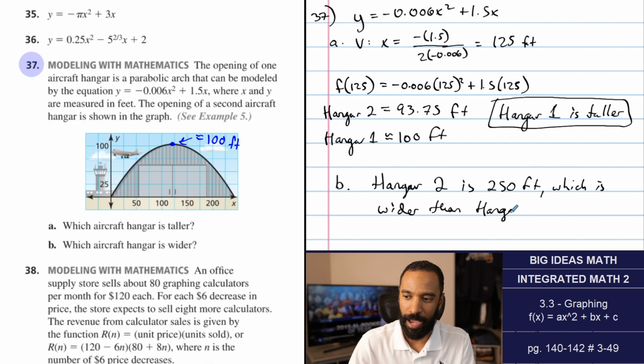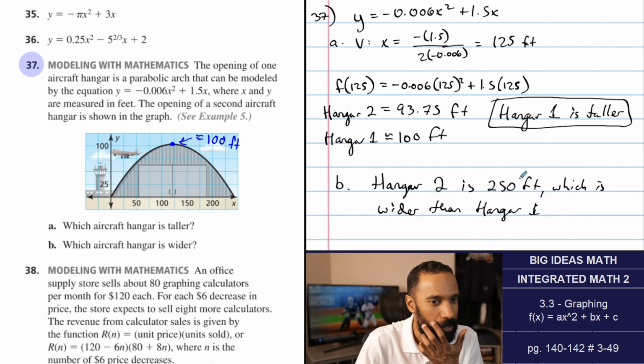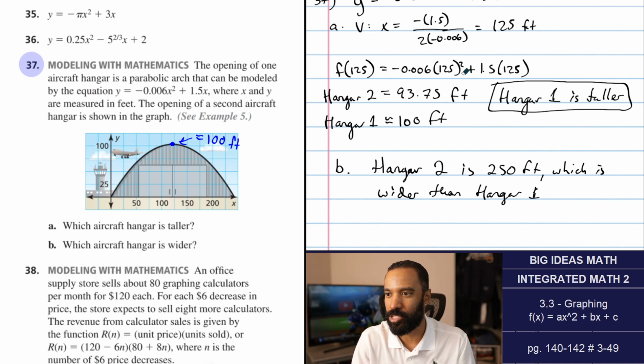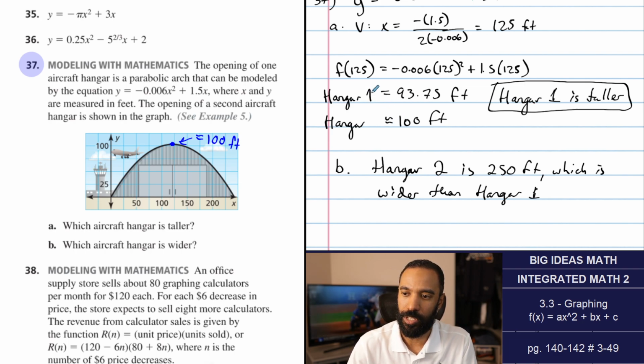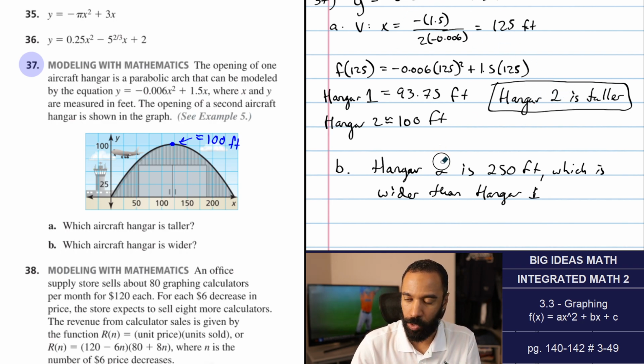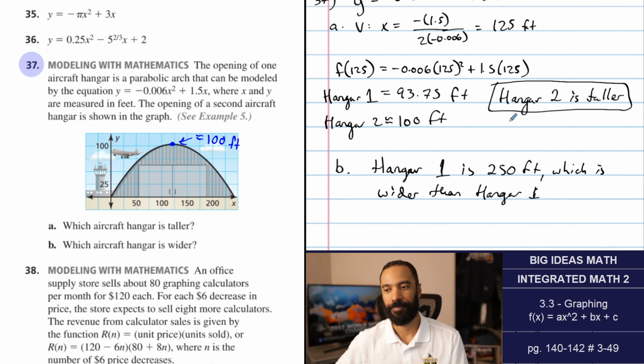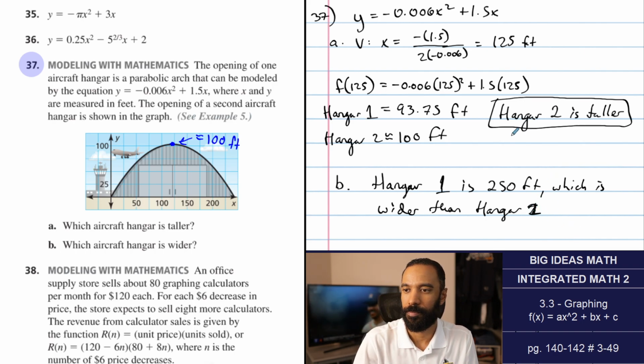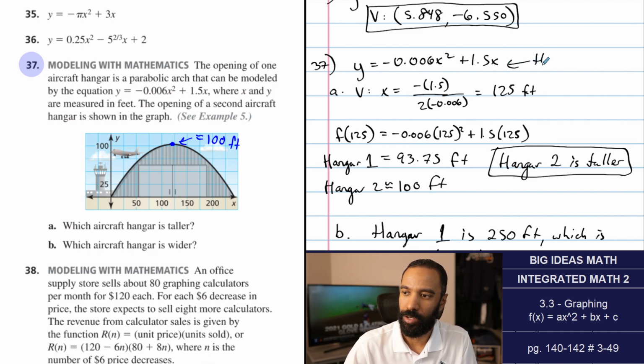And you know what? I'm saying these numbers backwards. They said the opening of one aircraft hangar is a parabolic arc modeled by the equation. The equation 1 is hangar 1. So let's change these. Hangar 1, hangar 2. Hangar 2 is taller. And now hangar 1 is the one from the equation. Okay. Hangar 2 here. This was hangar 1. Okay.